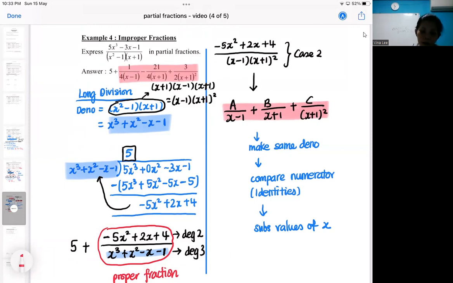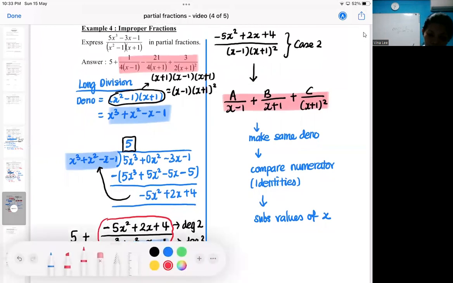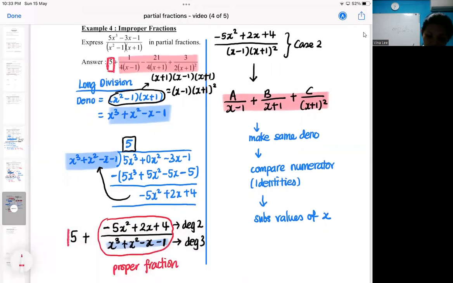The final answer got to include the original quotient. So in the final answer, it will be the quotient and the 3 fraction. So that is the one on long division, improper fraction.